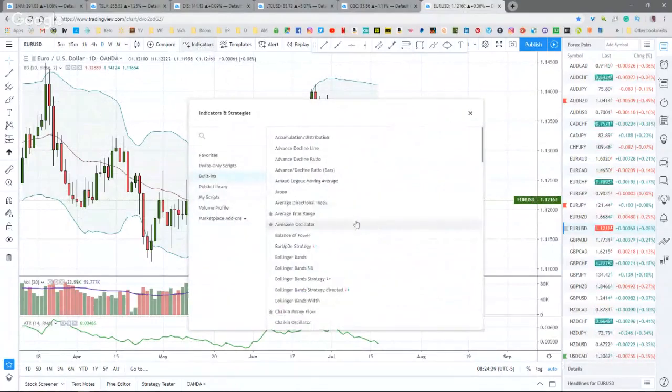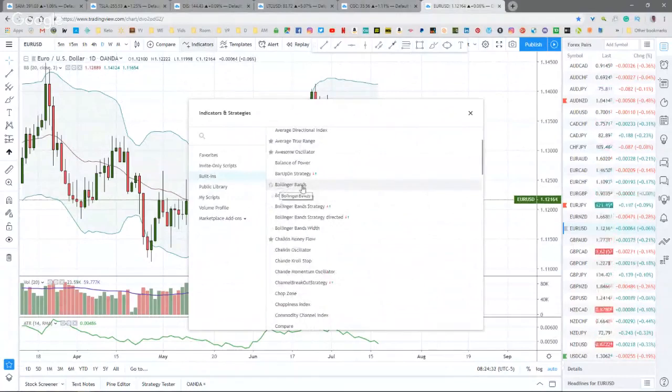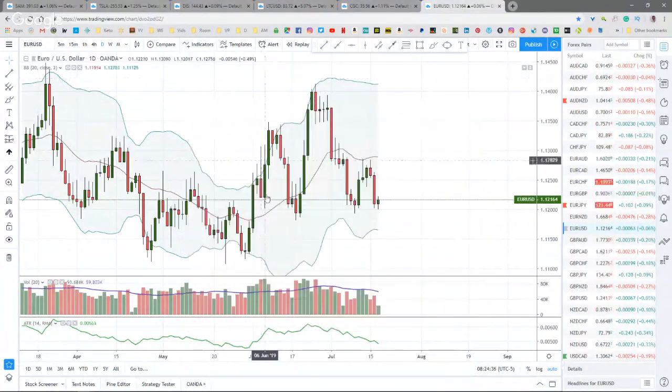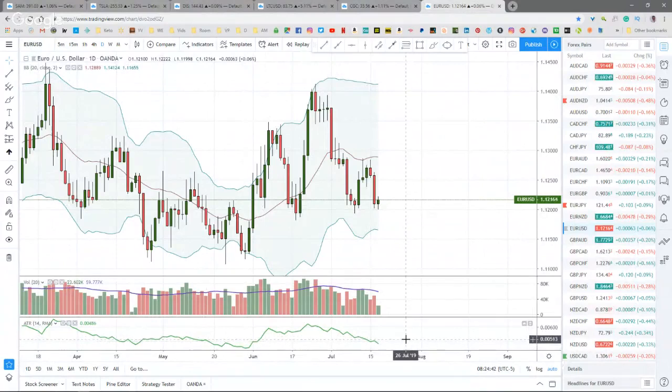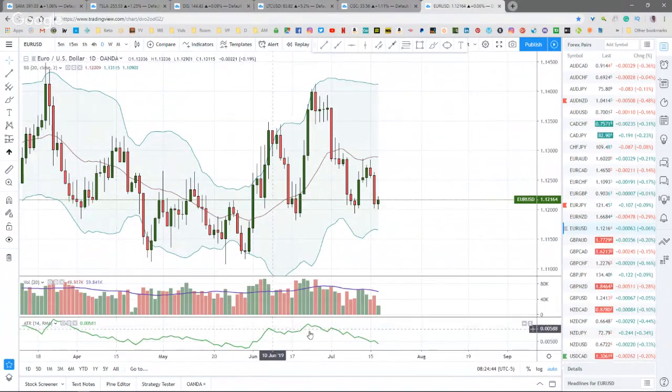Just go to indicators and scroll down to Bollinger Bands, and there it is right there. And this is what it looks like on TradingView. My ever-present volume and ATR are down here. You guys can see in my other videos how I use them.